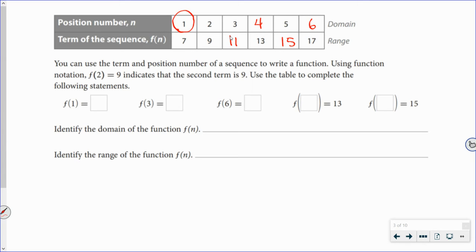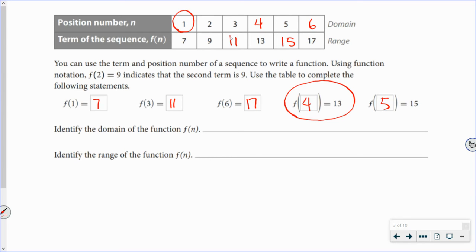All right, so I can write that in function notation saying f of 1 is 7, or f of 3 is 11, f of 6 is 17, or f of 4 is 13, or f of 5 is 15. Just looking at the function notation, I can tell that if I look at, what is f evaluated for 4? Well, that's going to be $13.